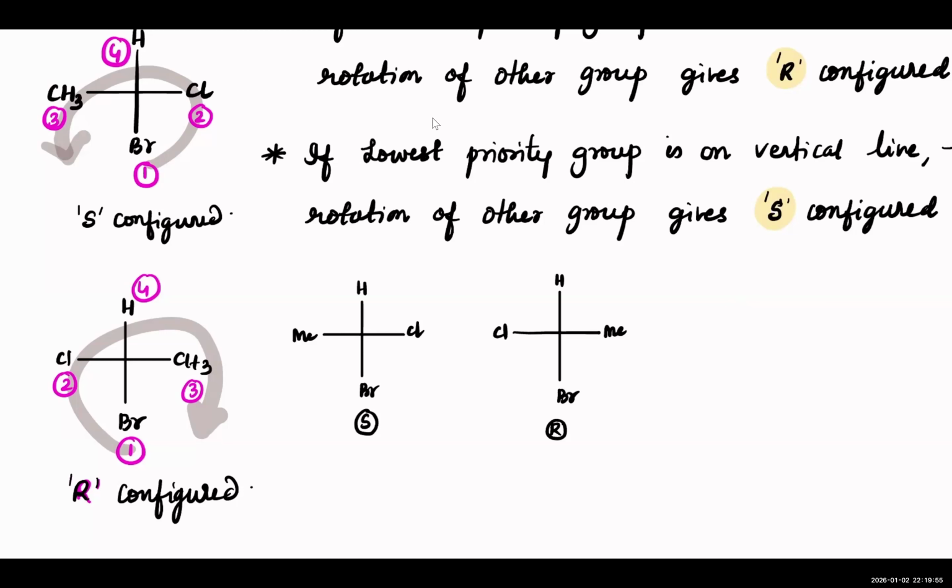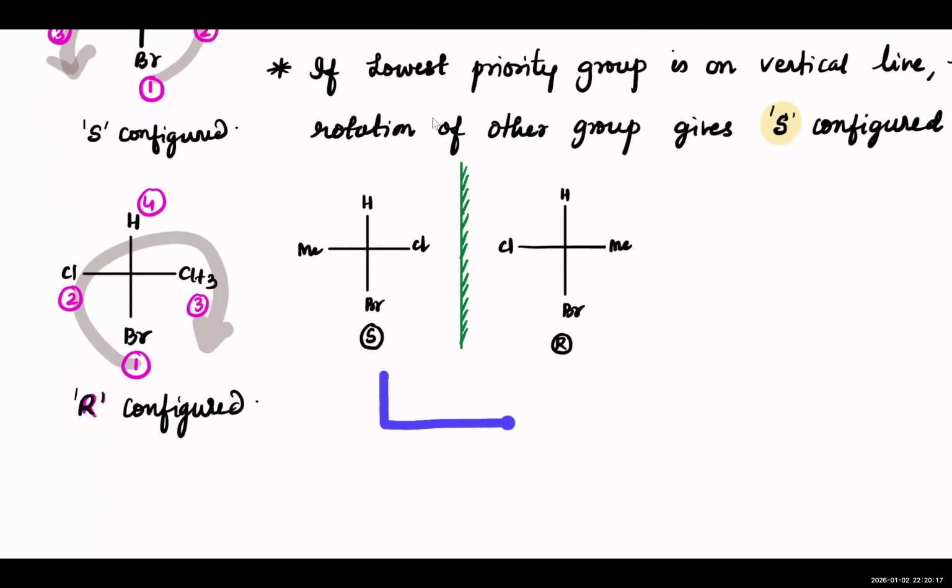So if you have noticed, if I put a mirror between these two molecules, these two will look like mirror images of each other. Got it? And that's what you are expecting as well. That means these two should be mirror images, and non-superimposable mirror images. Got it? So an R configuration and an S configuration make them non-superimposable mirror images.